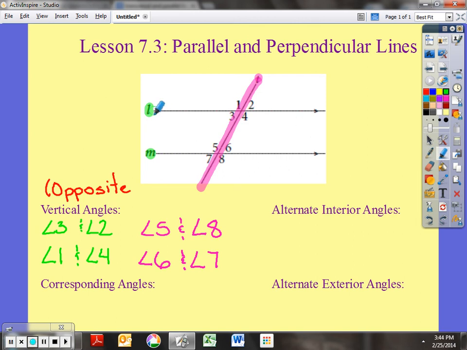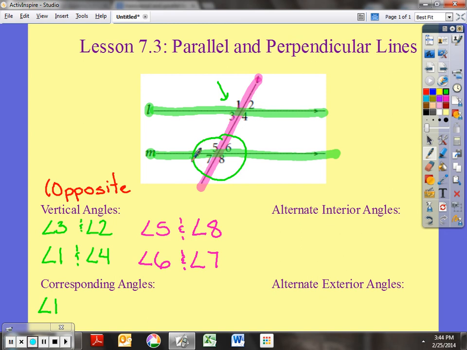Corresponding angles. Let me highlight this green, this straight angle here, and line M here. Corresponding. Notice how 1 is on top of the parallel line and to the left of the transversal. So to find angle 1's corresponding angle, it must be on top of the other parallel line and to the left of it. So looking down here now at these 4 angles.